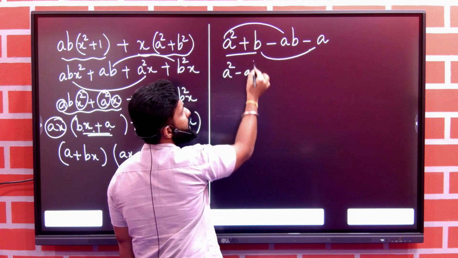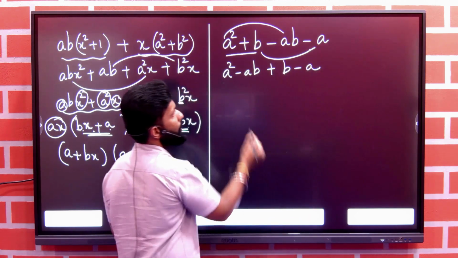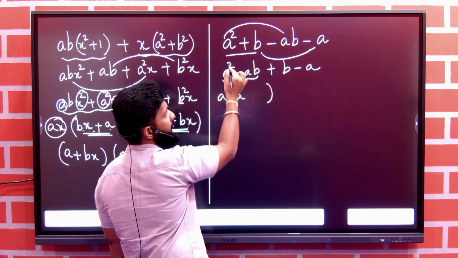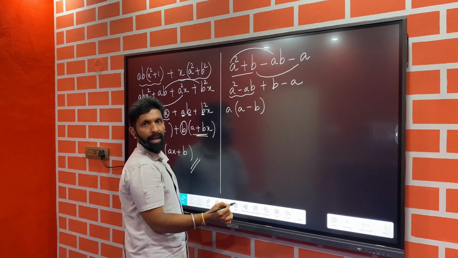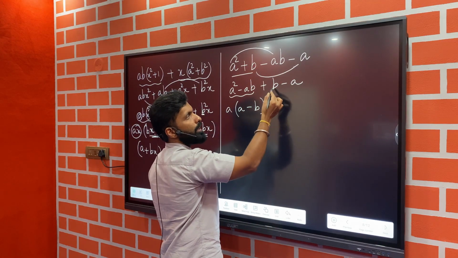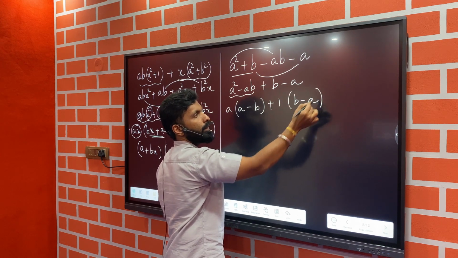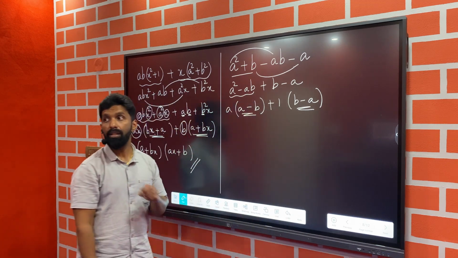So a square minus ab plus b minus a. What's common here? a is common. So a into a is a square. a into minus b is minus ab. Right? Plus nothing is common here, so simply I write 1 into (b minus a). Do you think these two are common? Answer is a big no.